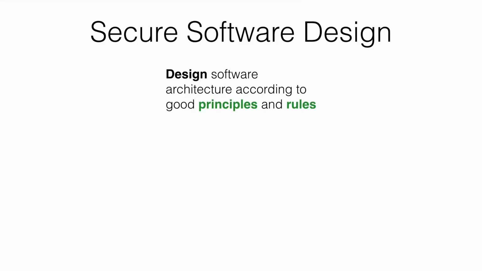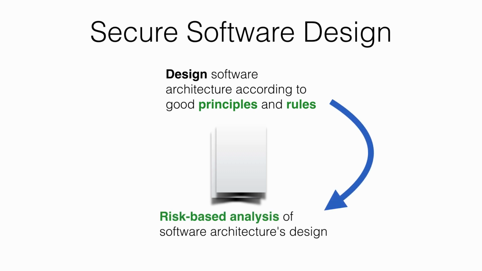The software design process aims to produce a software architecture according to good principles and rules. This is an iterative process. We first put down our initial design, and then we perform a risk-based analysis of that design. As a result, we may determine that the design needs to be improved. And so we apply our principles and rules and then improve it until we are satisfied.